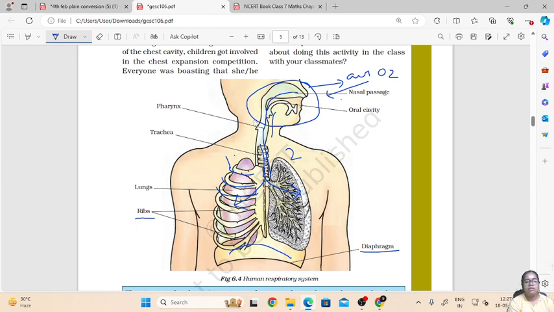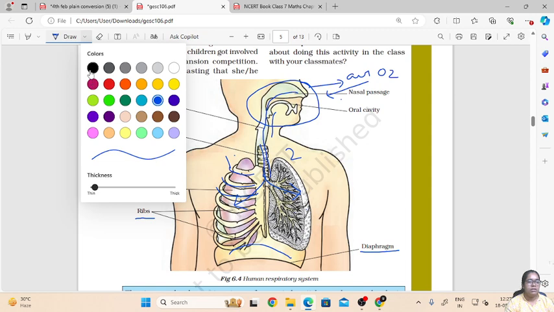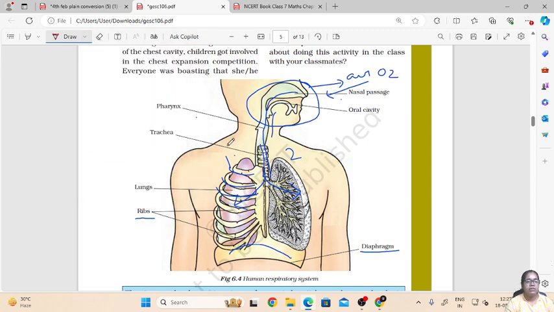Inside the lungs the respiration process takes place. Oxygen will be taken in by the lungs, and then through the same passage through which the oxygen has entered, the carbon dioxide will be given out of the lungs, through the windpipe and the nasal cavity, and out through the nasal passage. And this is how the process of breathing takes place in the human respiratory system.